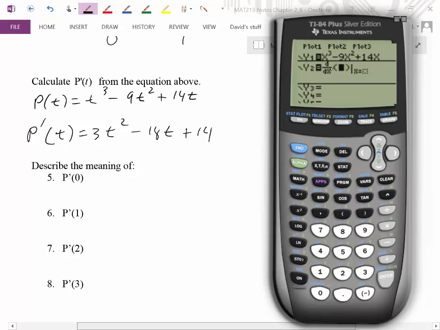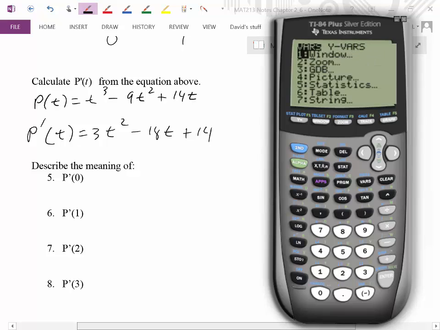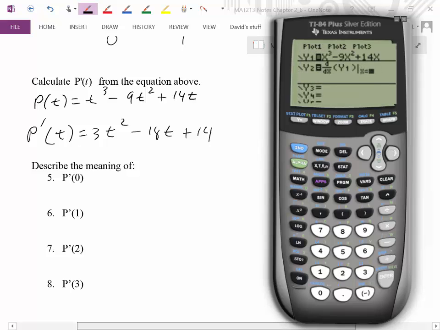So I'm going to say I want dx, that's the derivative notation, of what? What do I want to do the derivative of? Well, that's my y1. So we press vars, over to y vars, hit enter for function, y1, and now I'm going to do the derivative of y1. The last thing it's asking me, if you recognize the notation, is what number do you want me to substitute in? Well, we want 0, 1, 2, and 3. Because we want lots of things, we'll just call that an x.